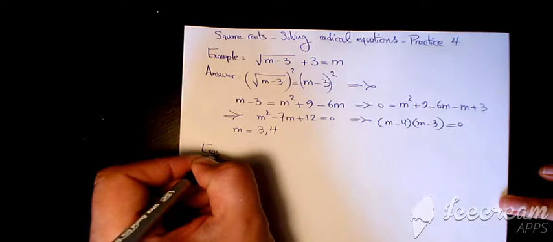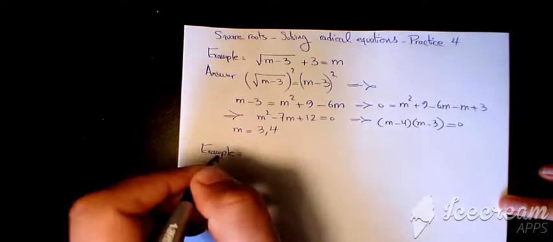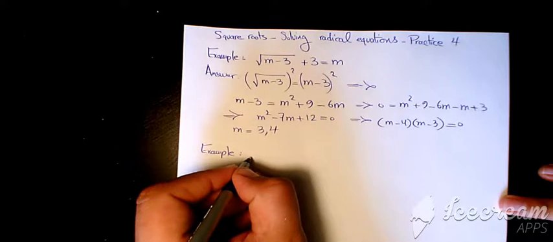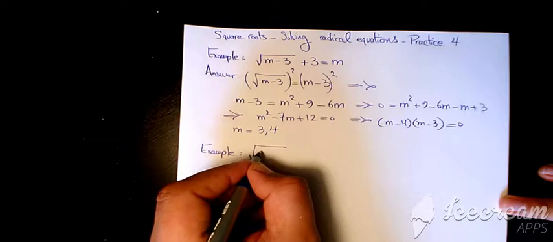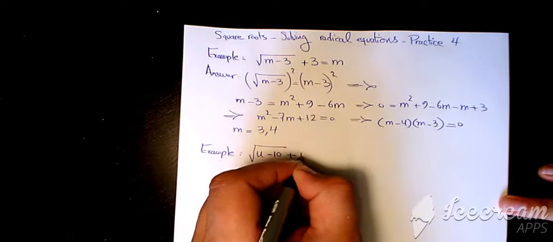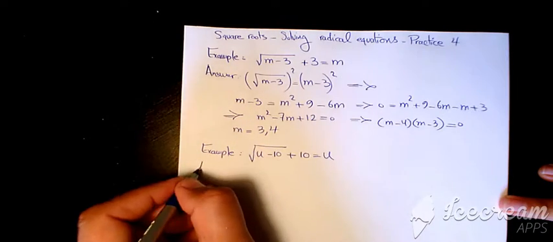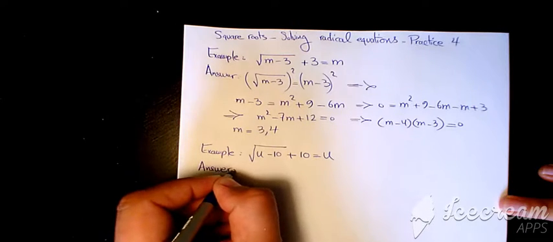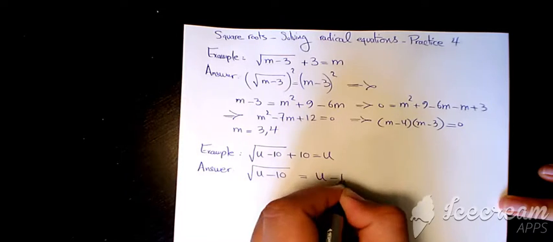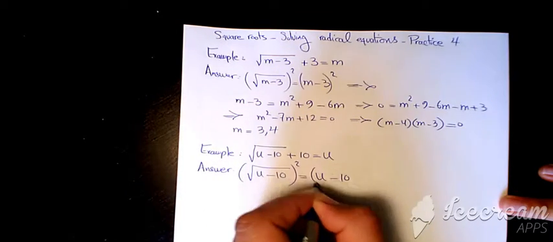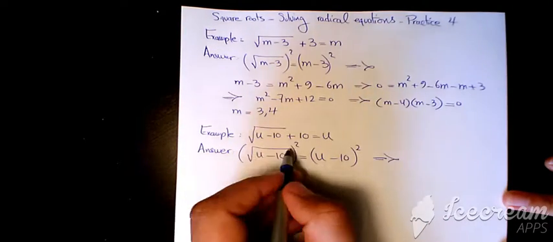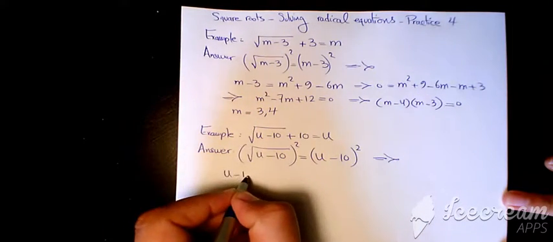Next example is square root of u minus 10 plus 10 equals u. The answer will be square root of u minus 10 equals u minus 10. Then the square and square root cancel out, and it will be u minus 10.